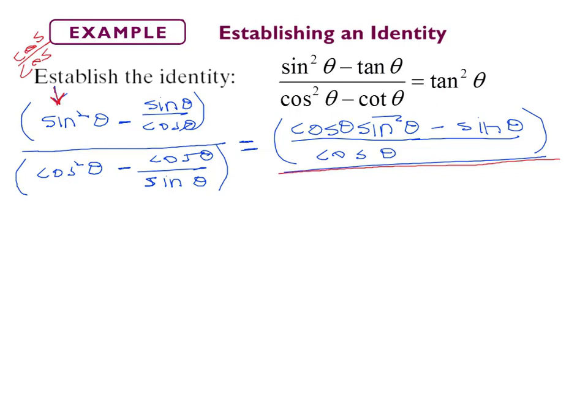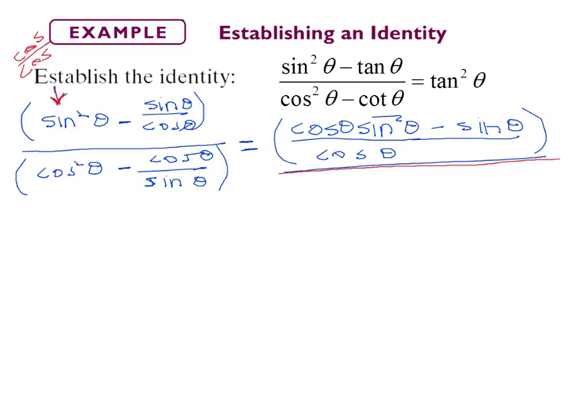Well, for the numerator, can we just cancel out the cosines, or not yet? Can we cancel out the cosines in the numerator? No, because you can't cancel terms. You can only cancel factors. Got it.